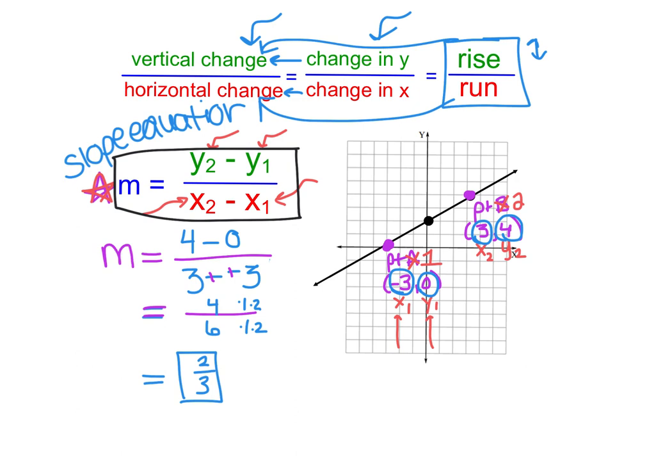So when we see this big slope equation up here, that's all we do. We have 2 points. We need to have 2 points to find the slope of a line. We label x of point 1, y of point 1, x of point 2, y of point 2, and if we plug those points into the slope equation, it will help us find our slope, which is our rise over run, change in y over change in x, or vertical change over horizontal change.